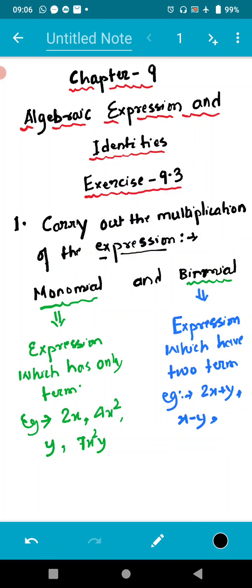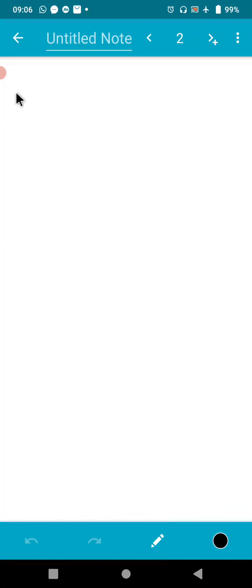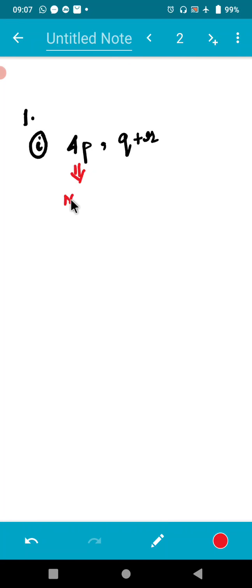Okay students, now let's get on with the exercise sum. Let's see what is there in sum number 1 of question number 1. So we have 4p, q plus r. From the question itself we can say that this expression is monomial and this expression is binomial.